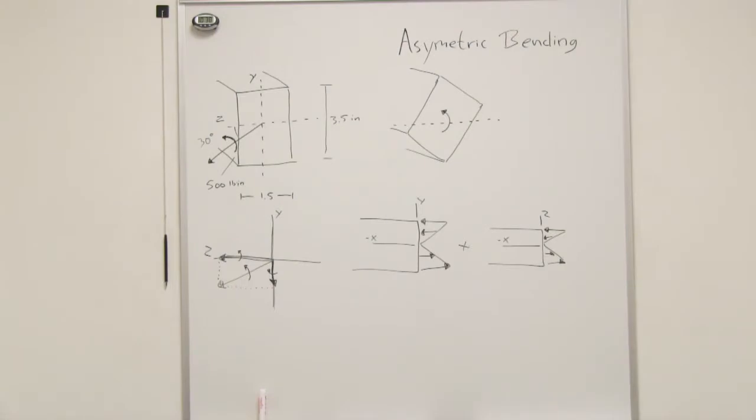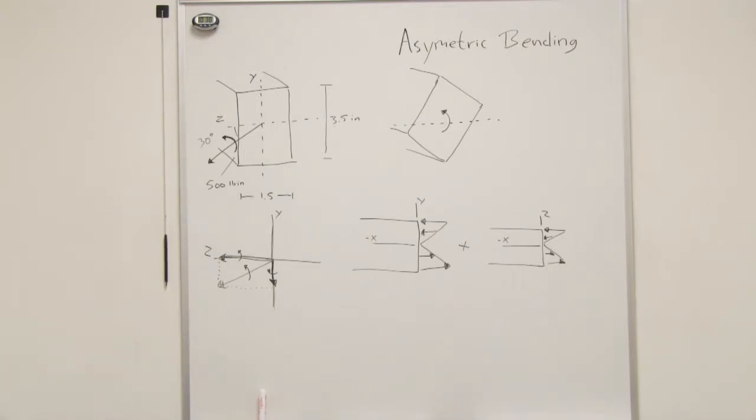Okay, so we're looking at something called asymmetric bending now. If you remember bending, as you apply a force to something, say you have a beam and you're pushing down on it, you're going to put a moment on it and it's going to cause bending, right? And one half is going to be in tension while the other half is in compression.